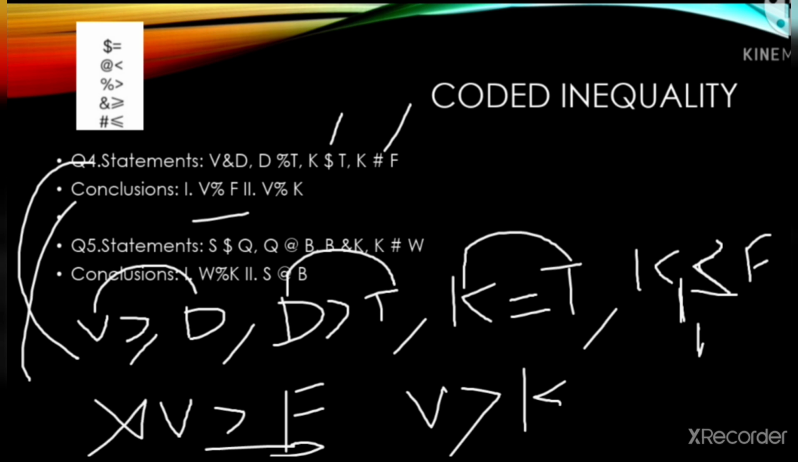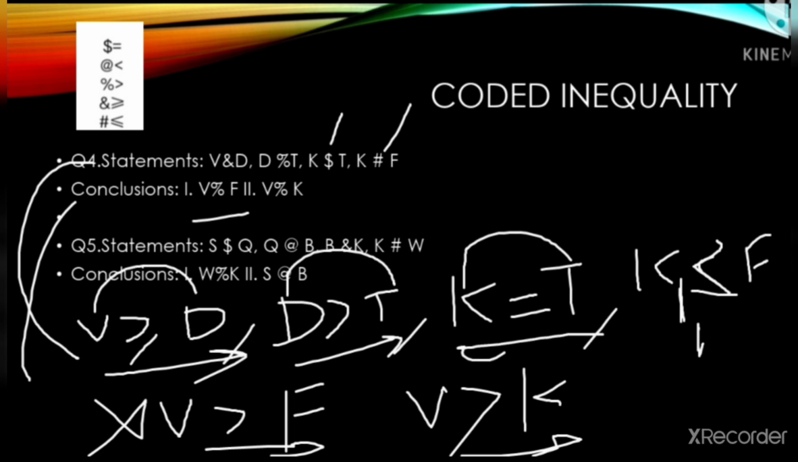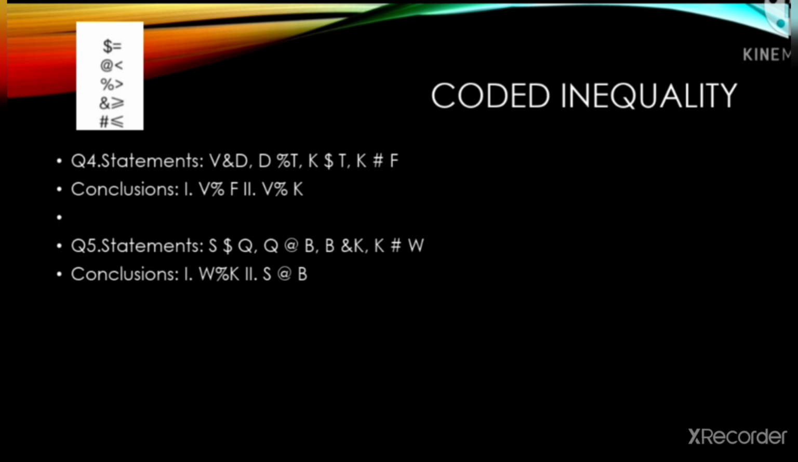Fine. Next is v greater than k. So we have just seen that we can move to d, and from d you can move to t, and from t you can go to k. So in this way it goes true. Fine. So only the second conclusion will be followed here. So next is the fifth question. Let's see how we need to solve this.